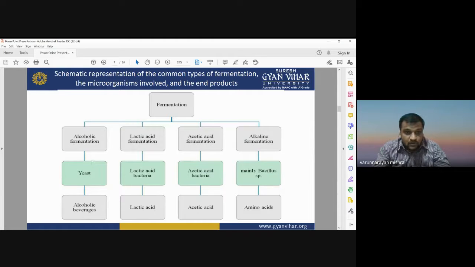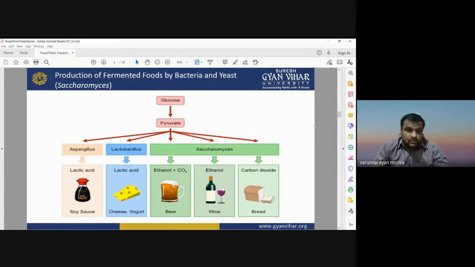So the byproduct or the end product of the alcoholic fermentation is alcoholic beverages. Then the byproduct of lactic acid fermentation is lactic acid. Byproduct of acetic acid fermentation is acetic acid, and alkaline fermentation will be converted in the form of amino acids. So this is the representation of different types of fermentation, what kind of microorganisms are involved in the fermentation process, and what will be the end product of that fermentation process.